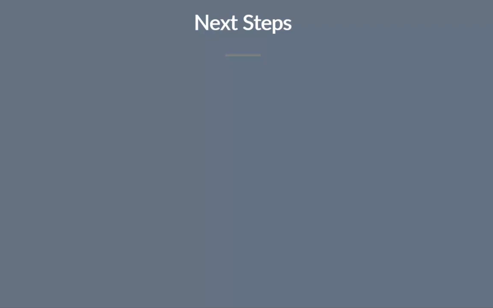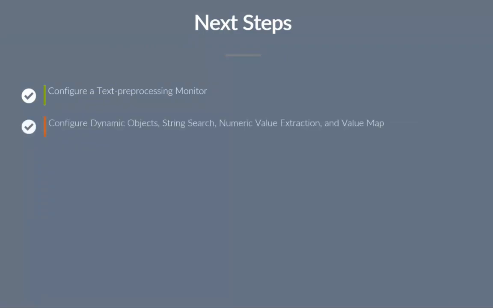On this returned output, you can configure a text pre-processing monitor, such as JSON to CSV, which is used in this template. On the processed result, you can further configure dynamic objects, string search, numeric value extraction, and value map. These different monitors will be described in another video.